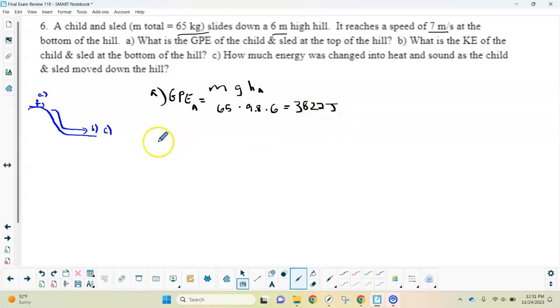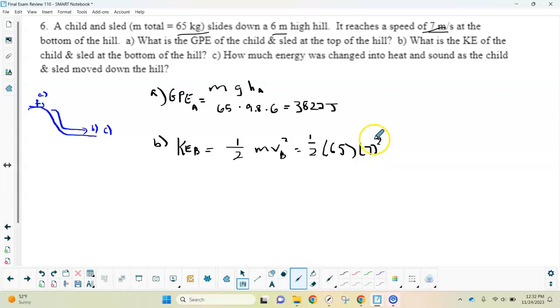So that's the gravitational potential energy to start. Part B, it says when it's at the bottom of the hill, it's moving at 7. So we want to figure out how much kinetic energy it has there. So kinetic energy at B would be 1/2 mv squared when it's going at point B. So if we plug into that, it's 1/2, the mass is 65, and then that velocity would be 7 squared.